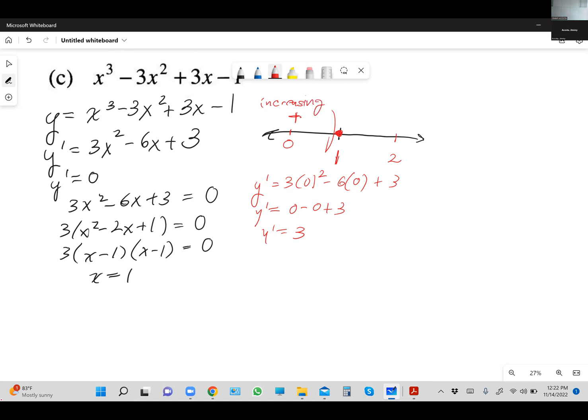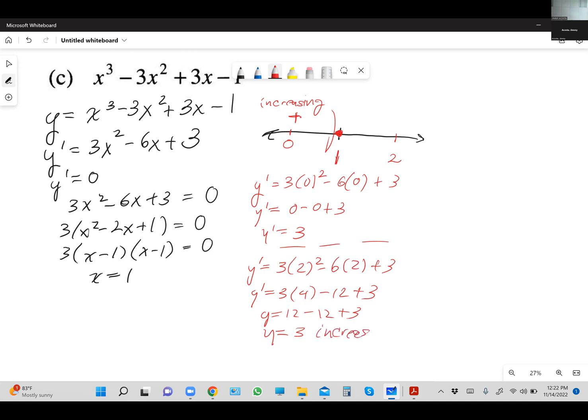Now I want to check what happens to the right of 1. So I'm going to substitute 2 in there. So y prime equals 3 times 2 squared minus 6 times 2 plus 3. So that's y prime equals 3 times 4 minus 12 plus 3. And once again, it's 3. It's just increasing again. So what's happening here is we don't have a maximum or a minimum. We have a transition point, or an inflection point.